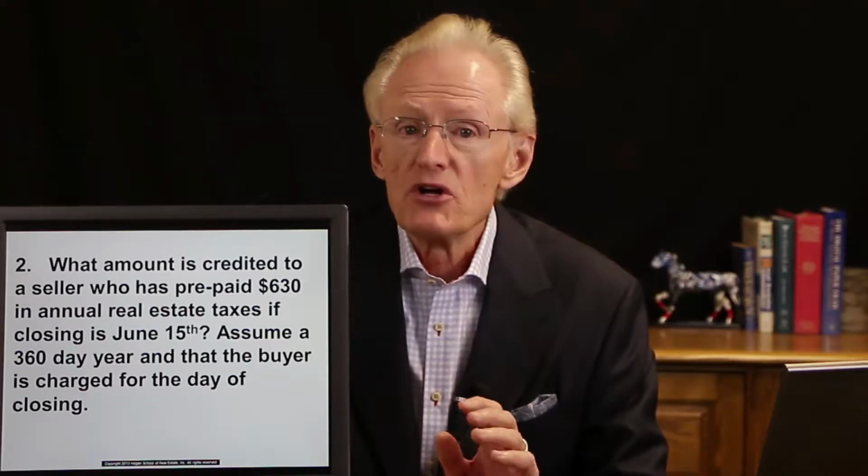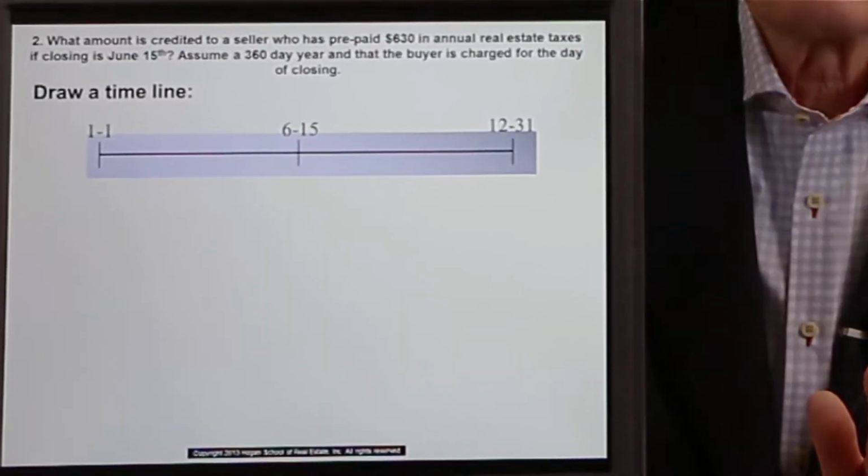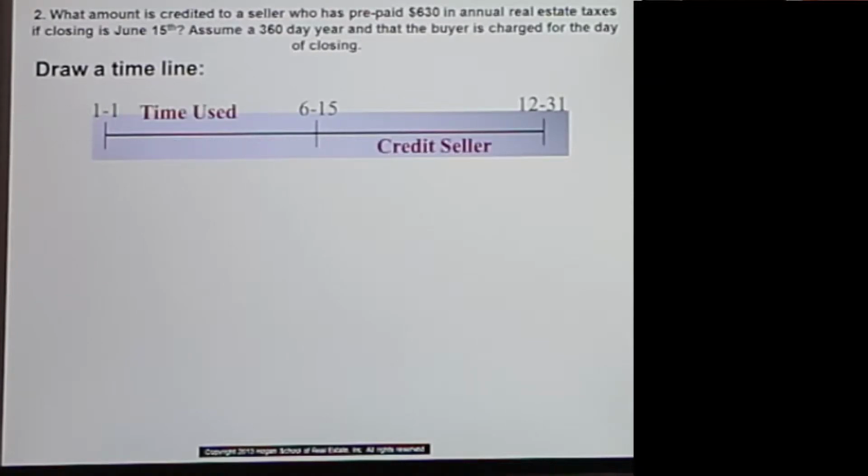What amount is credited to a seller who has prepaid $630 in annual real estate taxes if closing is June 15th? Assume a 360-day year and the buyer is charged for the day of closing. So first step, let's draw our timeline. Closing is June 15th, but now we're going to be concerned with the unused portion because the taxes have been prepaid for the full year. So we're going to have to calculate the time used, and we're going to charge the seller for that, but in the end we're going to wind up crediting the seller for the unused portion.